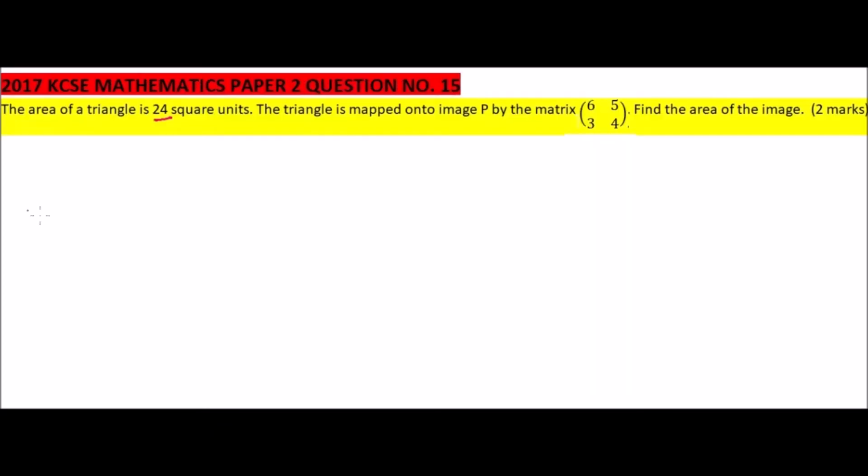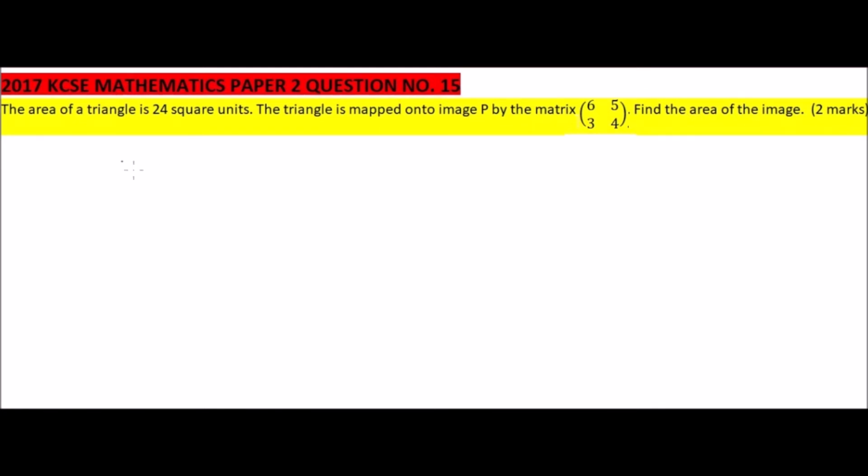So this is 2017 KCSE Mathematics Paper 2, question number 15. It says the area of a triangle is 24 square units. The triangle is mapped onto the image by a matrix P, 6, 5, 3, 4. Find the area of the image.